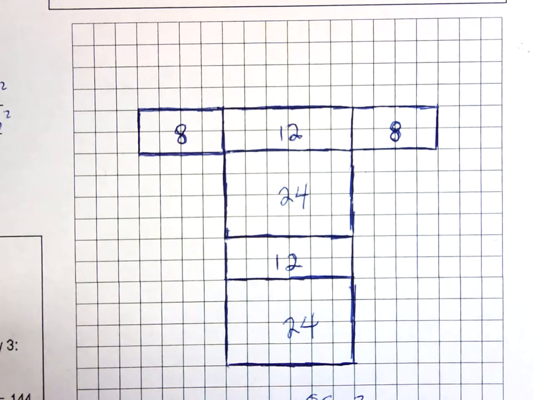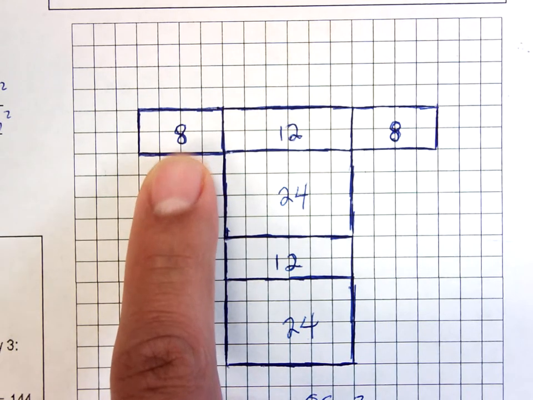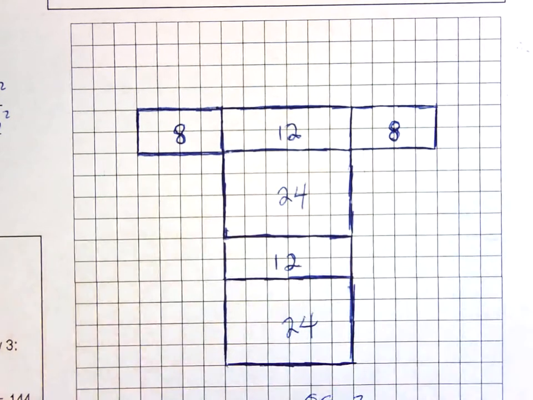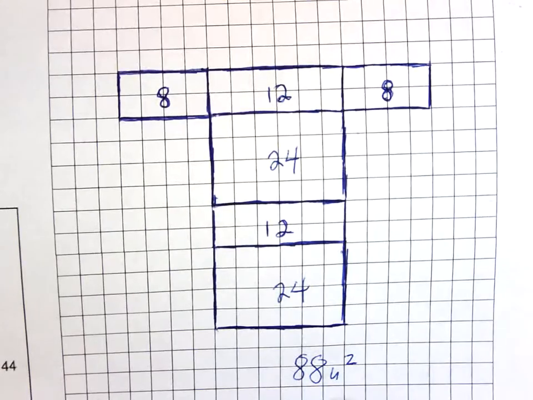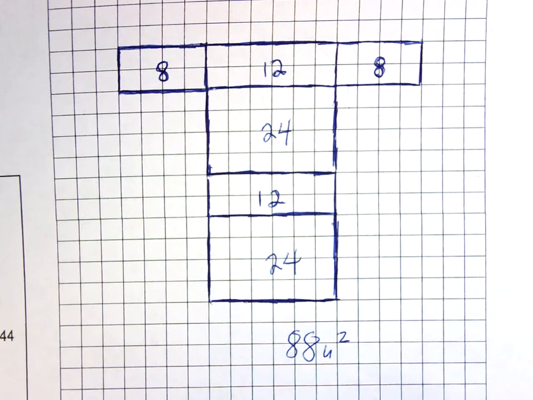And just find the total surface area of the prism. All I gotta do is add up each one of these little boxes. So there's 8 boxes there, 12, 8, 24, and so on. And so my answer to this one would be 88 units squared. If you need to pause it to get that in.